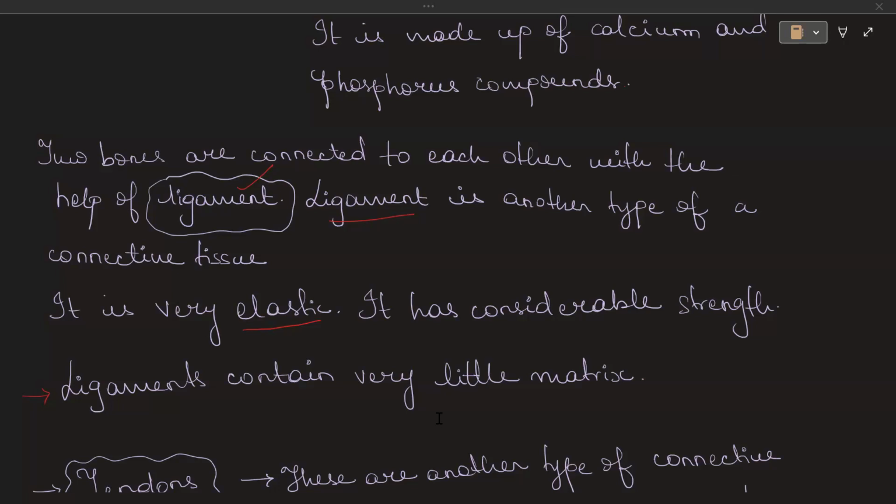Now, talking about the ligament. So ligament is very elastic. Okay. And it has a considerable strength. It has strength also. And ligaments contain very little matrix. Okay. It contains very little matrix.